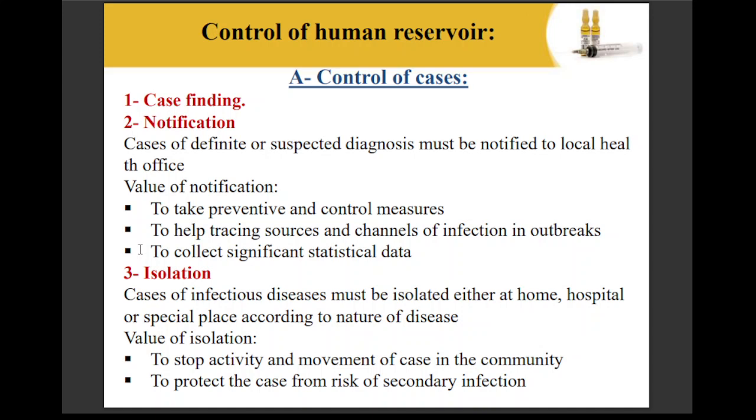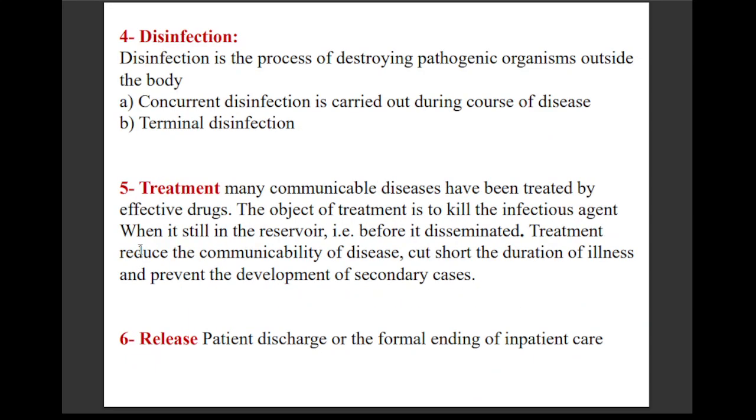Next is isolation: cases of infectious disease must be isolated either at home, in hospital or in special places according to the nature of the disease they cause. This is to stop the activity and movement of cases in the community, and to protect the case from the risk of secondary infection, with disinfection using sanitizer and so on. Concurrent disinfection is carried out during the course of the disease. Concurrent disinfection means that after say 3 or 4 hours of disinfection, another round of disinfection must be carried out. Say before entering and leaving that place, this disinfection should be done. Terminal disinfection is done at the end of the task.